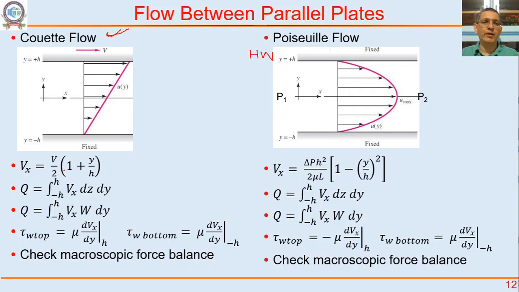Vx is equal to V by 2 times 1 plus Y by H. Flow rate is Vx multiplied by area perpendicular to Vx. Area perpendicular to Vx is delta Y delta Z. Integrated from minus H to plus H. Delta Z, let's just say, is W integrated with respect to Z. It's just W, some width of the plates. That's the width of the polymer coating that we want, the width of the plate that is to be coated.